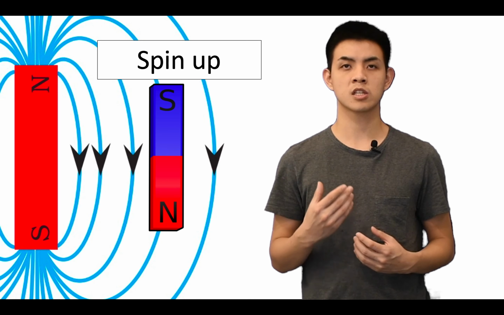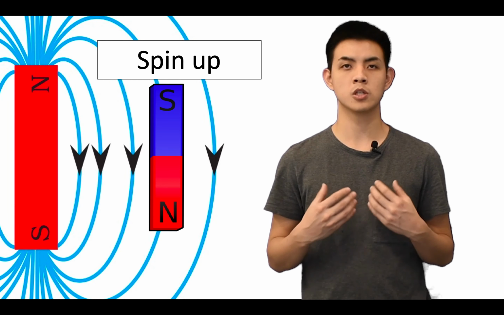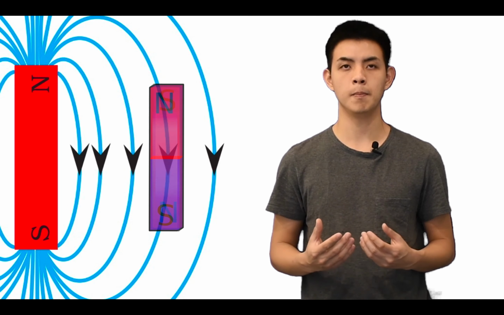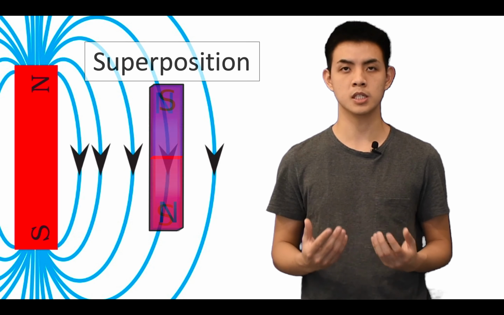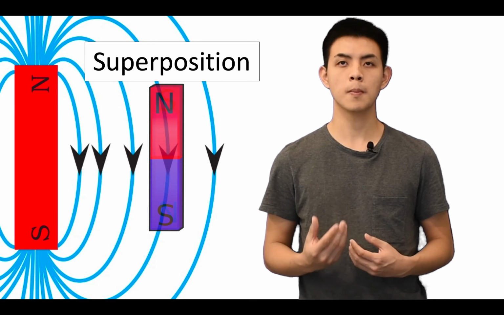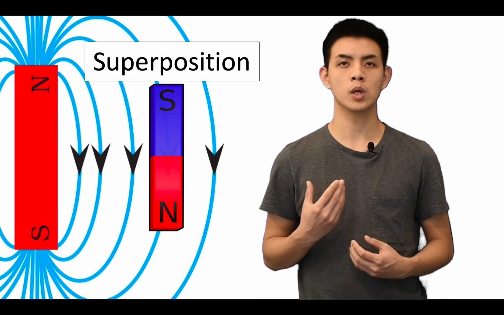However, scientists discovered that the spin doesn't stay up or down. They found that before they observed the electron, the spin is actually both up and down at the same time. This phenomenon is called superposition. The two states, spin up and spin down, are superimposed on top of each other. The exact state is not defined until we observe it.